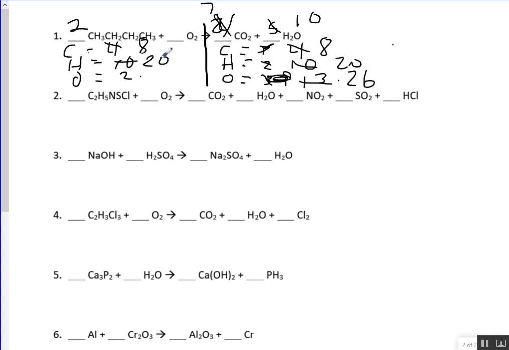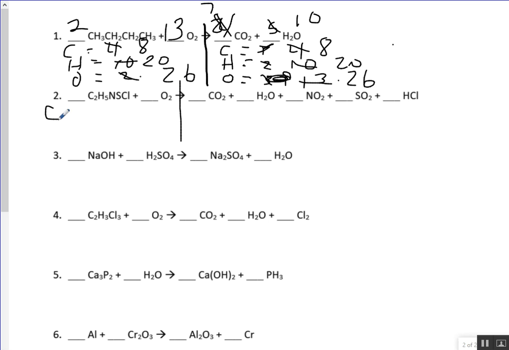Now look at this. I've got 2 O's on the left and 26 on the right. So I just have to put a 13 in front of the O2 because I need 26. And 2 times 13 is going to be 26. That one was a little challenging, but we persevered. All right, let's look at this next one.